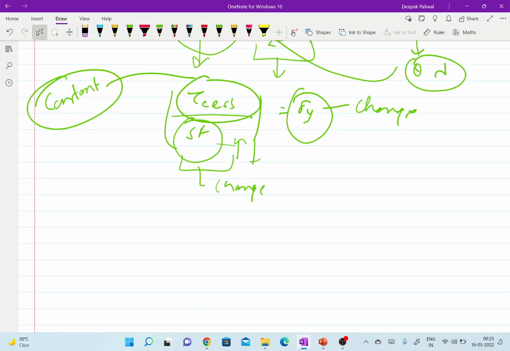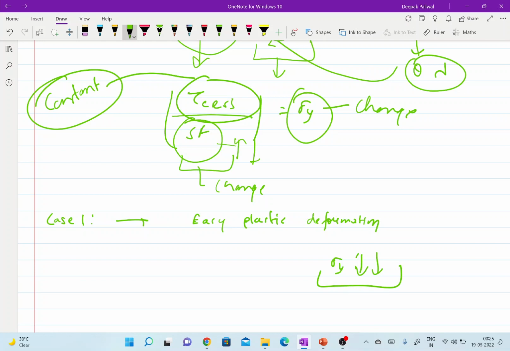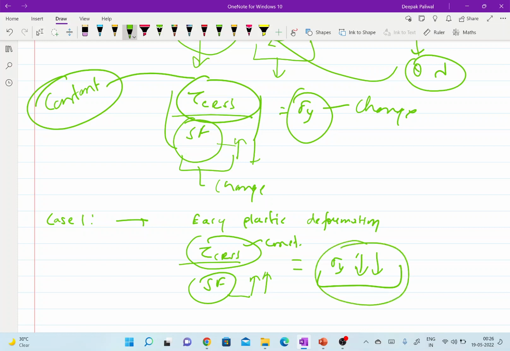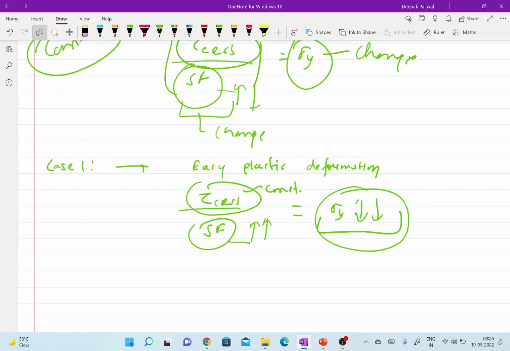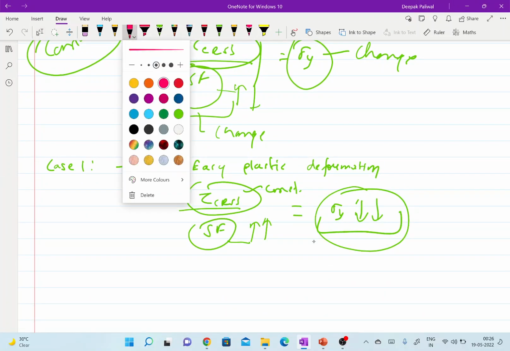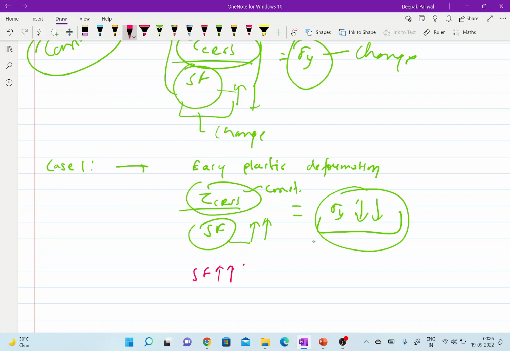So consider case 1, when we want easy plastic deformation. Easy plastic deformation means our sigma y value should be very low. Then only the plastic deformation can be easy. From the equation, we know tau CRSS is constant and the only variable is the Schmid factor. So increasing the Schmid factor can only give a lower value of sigma y. When the Schmid factor for a particular plane is very high, then only the sigma y value is very low.